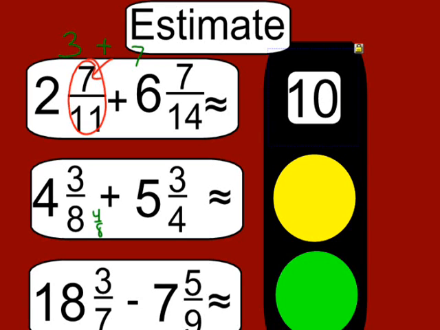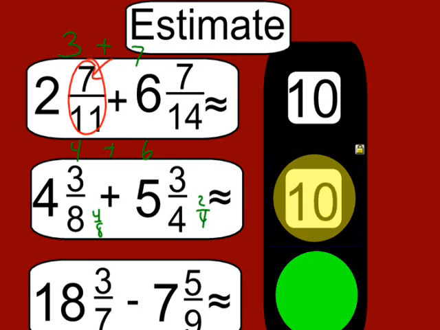In the next one, 3/8 is less than 1/2, because I know 4/8 is 1/2. This is less than 1/2, so this would remain at 4. 3/4 is more than 1/2, because I know 2/4 is 1/2, so that would round up to 6. So 4 plus 6 would also round to 10.